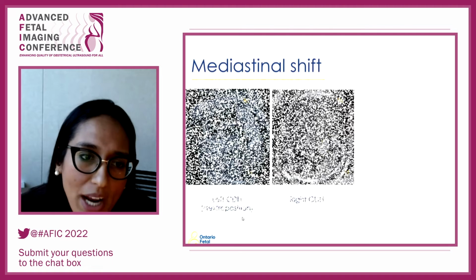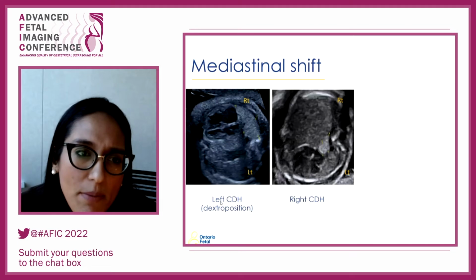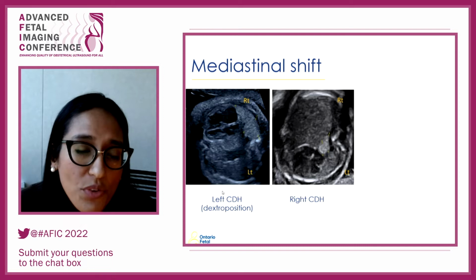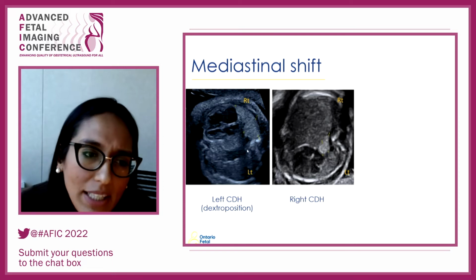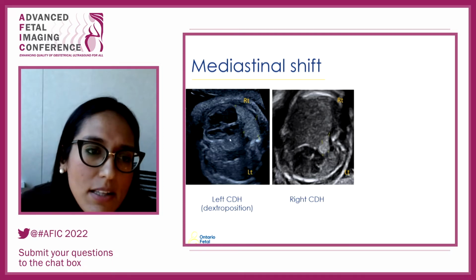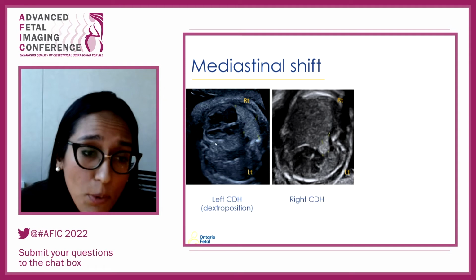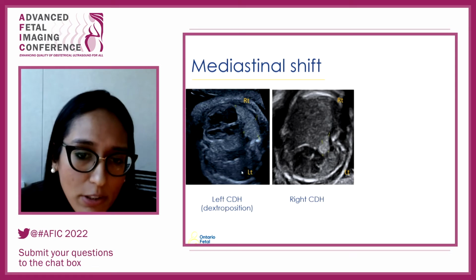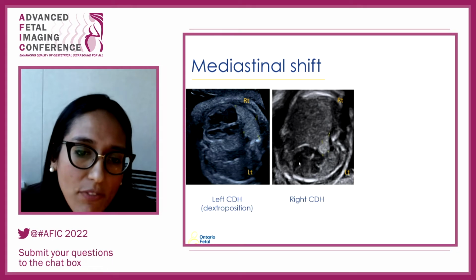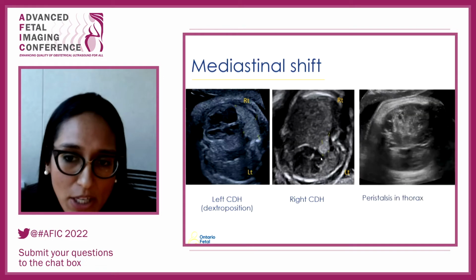One of the most striking features that we all have seen is this very marked mediastinal shift. We often get these referrals for dextrocardia. In fact, it's not dextrocardia. The heart is being shifted to the right side. It's still pointing to the left. So it's what we call dextro position of the heart with the left diaphragmatic hernia. Or you can see a significant shift to the left of the heart with a large right diaphragmatic hernia, as you see in this picture.